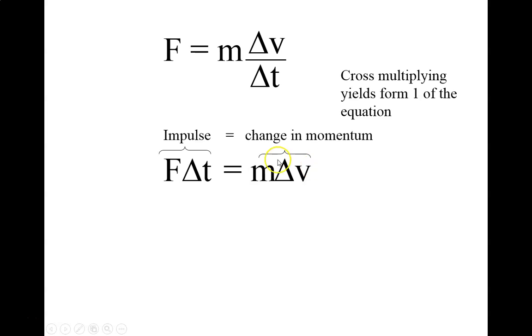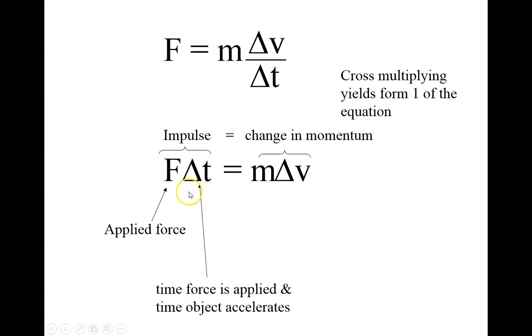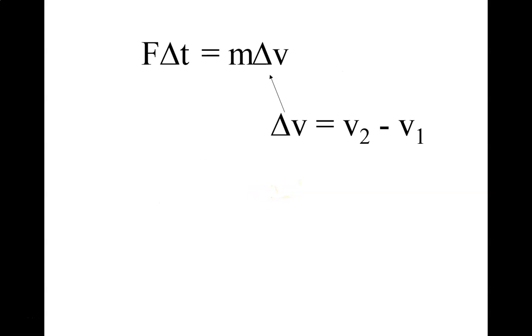Okay, I'll go ahead and show you that this is the same thing as change in momentum as well, but that's the quick and easy impulse equals change in momentum derivation. F is the applied force, delta t is for how long that force is applied, m is the mass of the object, and delta v is the change in velocity of the object.